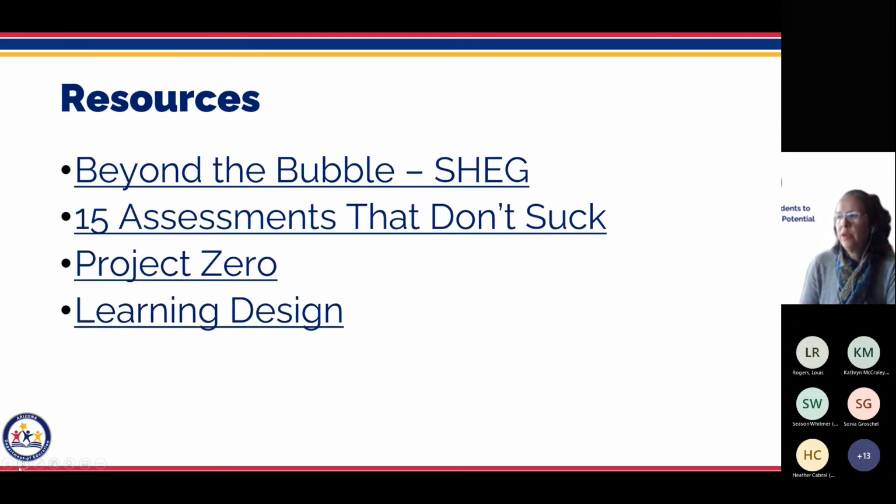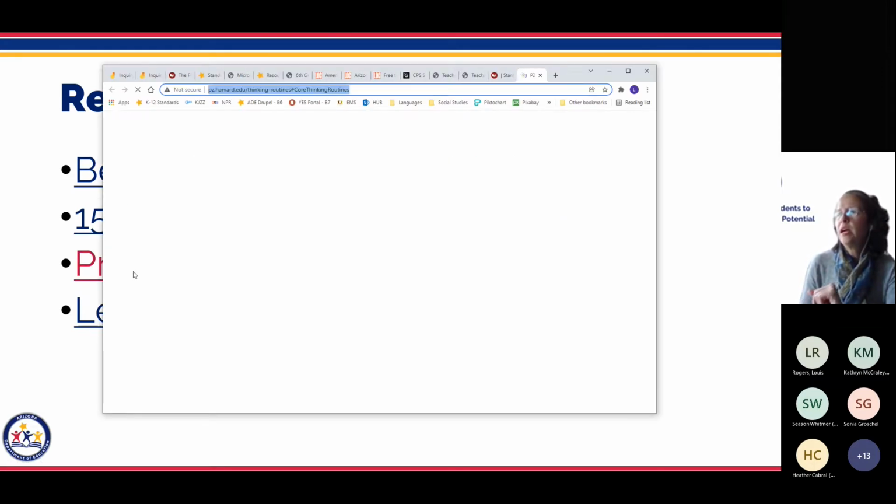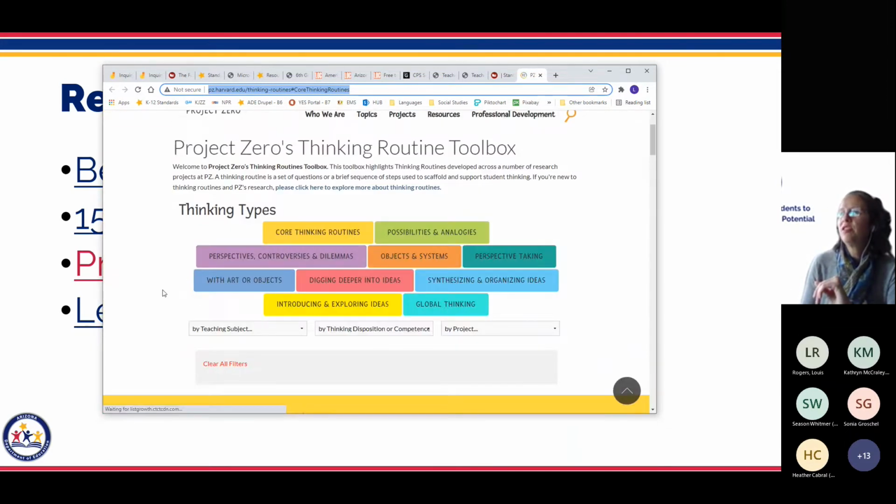So here are some resources, again, that I have found that have great ideas. And again, you'll get all these. Here's the Beyond the Bubble direct link to it. This is one that, as I was doing the research for this webinar, I thought was really good. It's 15 assessments that don't suck, which has some great things to it. The next one here is my new favorite one. I think I put it in my newsletter a while ago, but I've just come back to it, and it's got all these great things here.